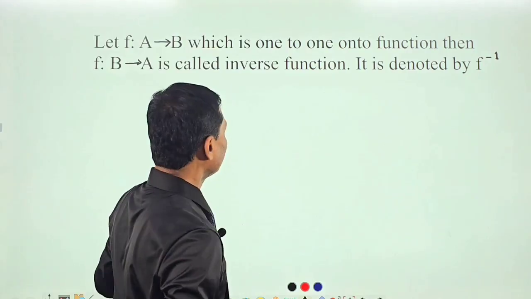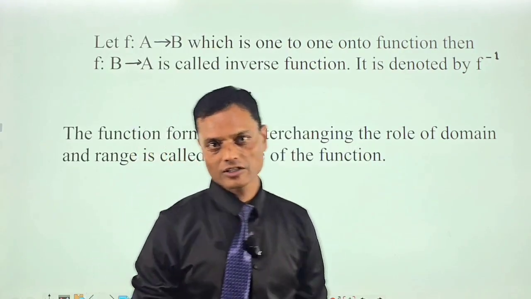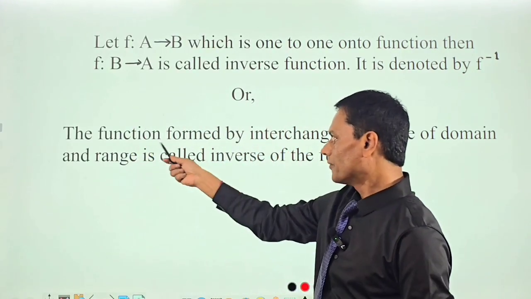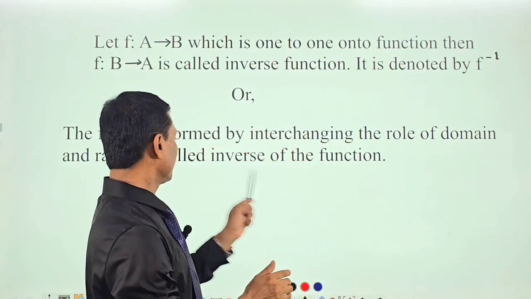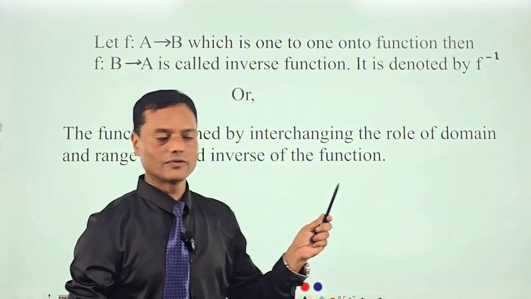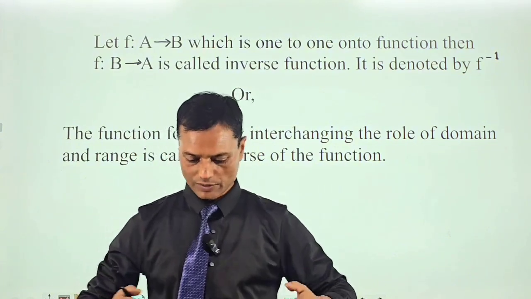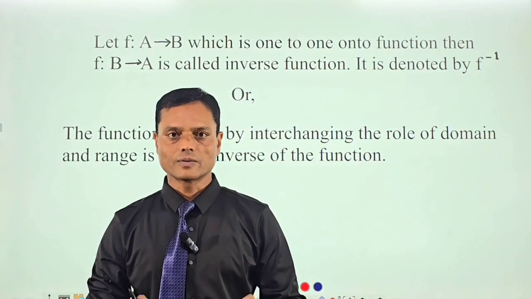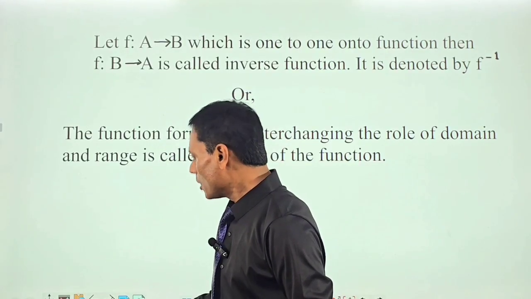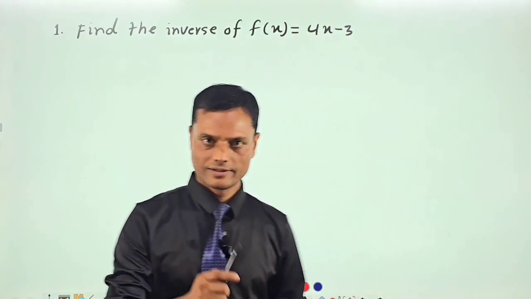In detail, we can also define the inverse of the function in this way: the function formed by interchanging the role of domain and range is called the inverse of the function. Because if we interchange the domain and the range, then we get another function, that's the inverse of the previous function. Now let's do some questions.